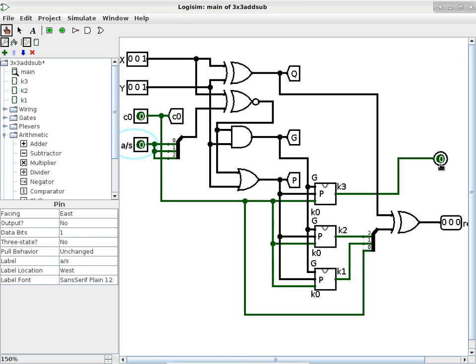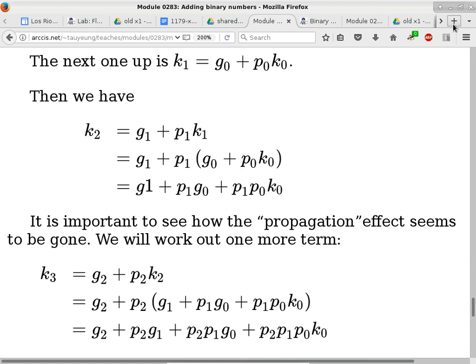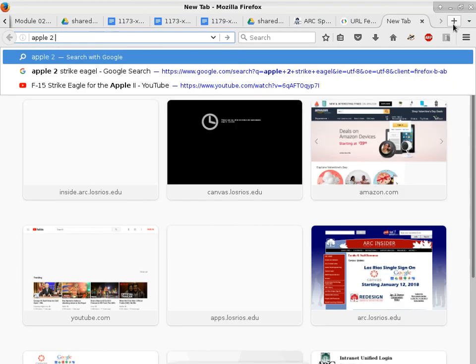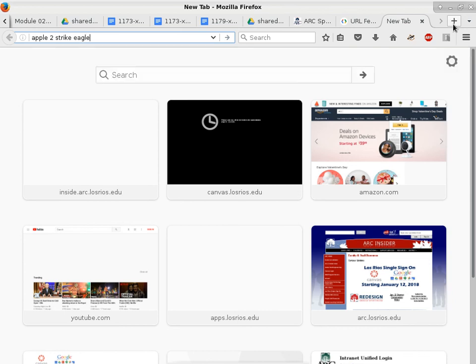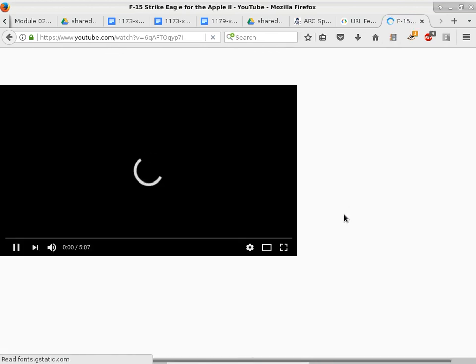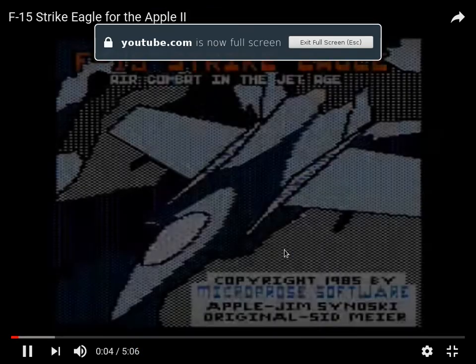I think in this class we talked about 4 gamers in a room, and each one has a 1 kilowatt gaming computer. Yep, I think we did talk about that. So the other day I was showing the class this. Okay, it's Apple II Strike Eagle, and actually it's a different class, but nonetheless it is kind of interesting.